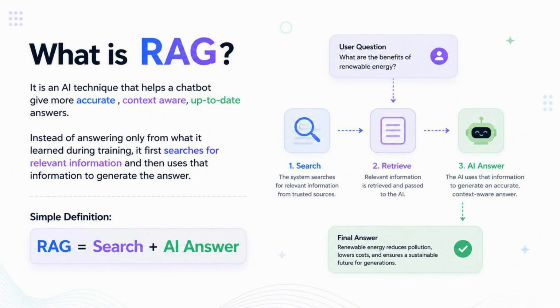Retrieval-Augmented Generation is an AI technique that improves responses by combining a language model with external knowledge. Instead of relying only on training data, it retrieves relevant information from documents or databases before generating an answer.